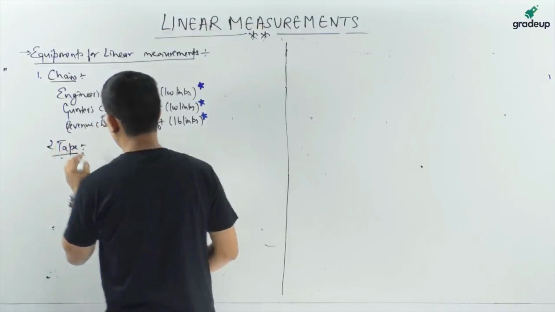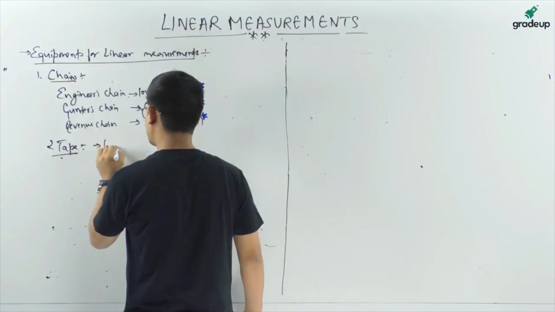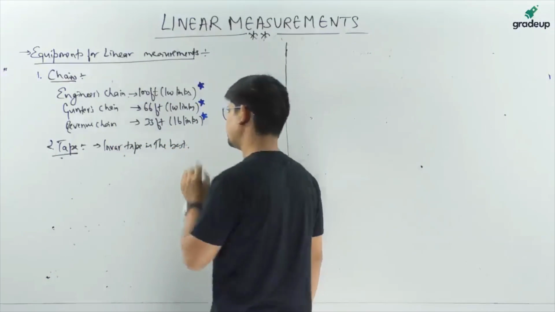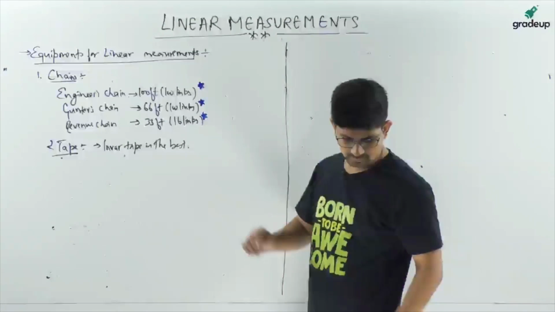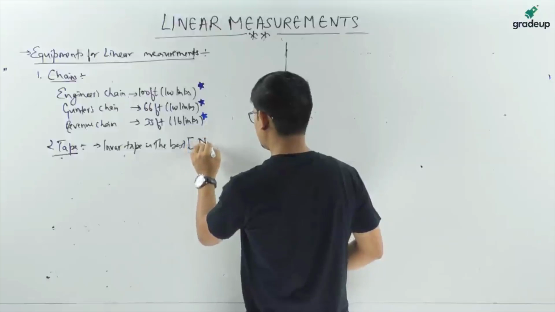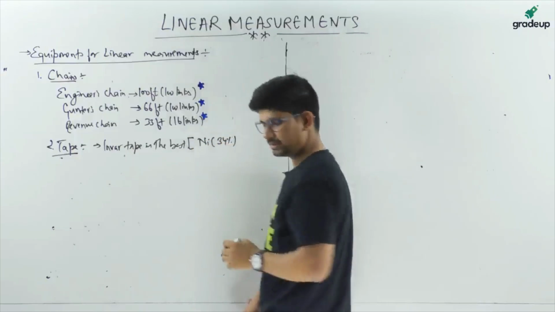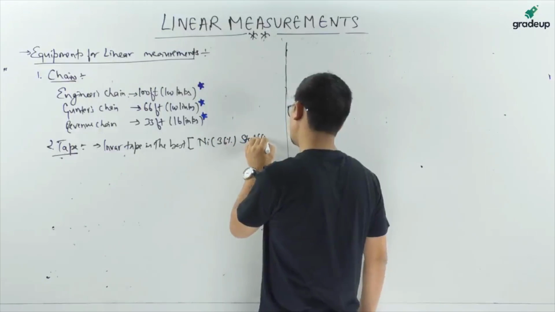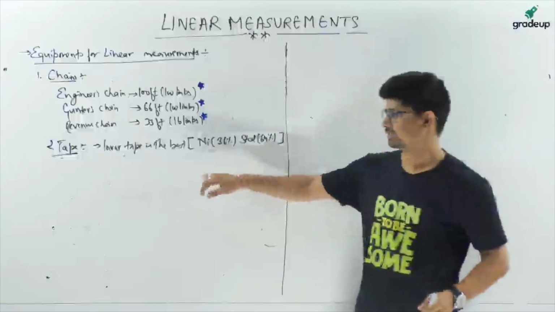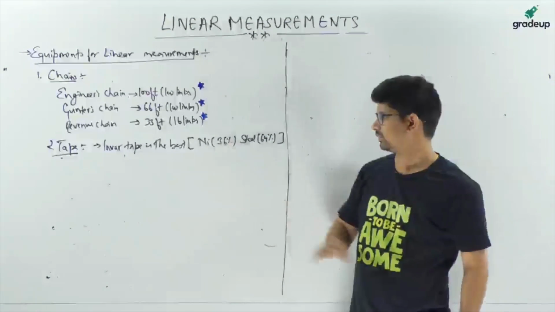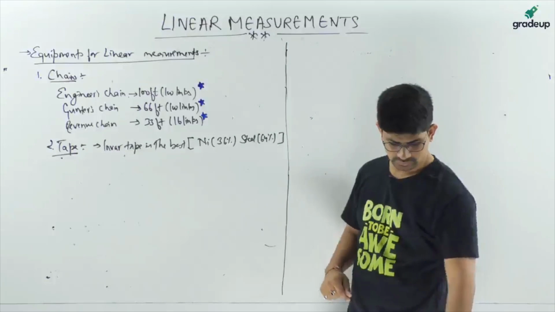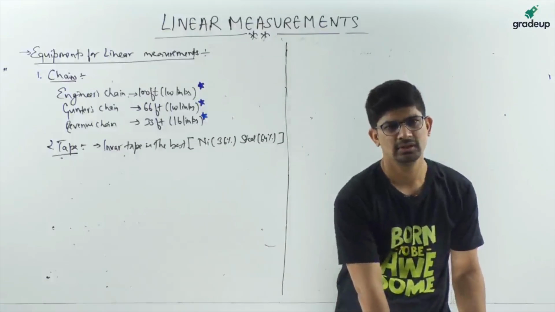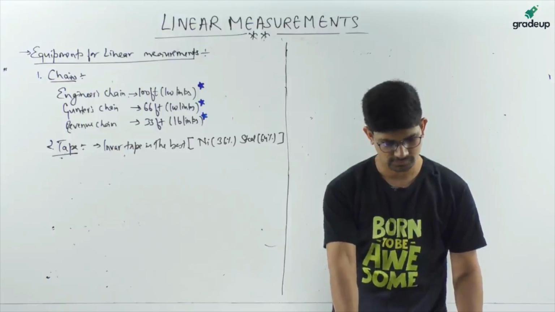So from tape, only one point is to be mentioned: the invar tape is the best. In terms of accuracy, invar tape is the best. It has nickel about 36% and steel 64%. So from tape only this point is enough from an objective point of view. Other equipments are pegs, arrows, ranging rods, but questions do not appear from them, so I am skipping those.